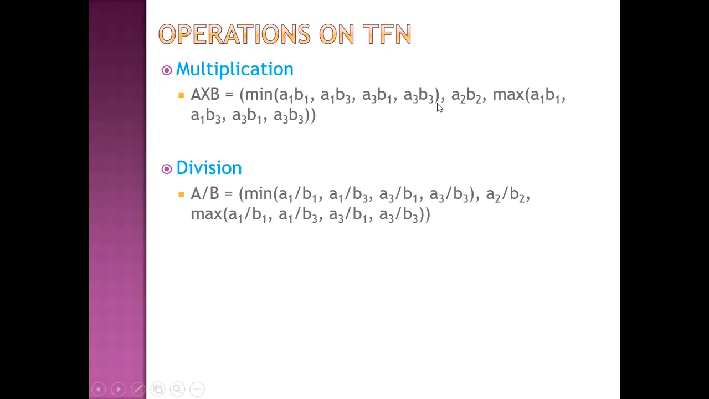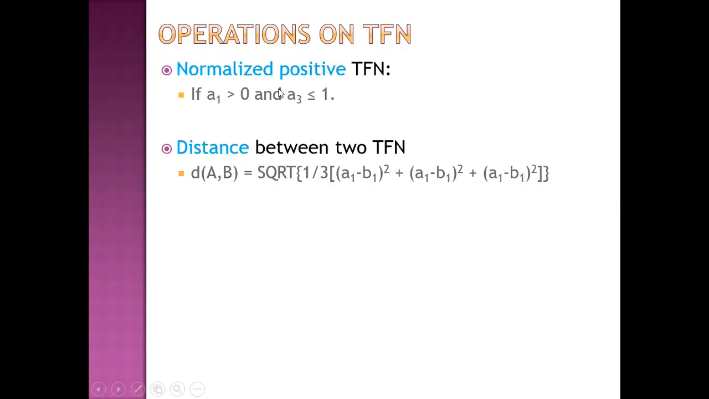Multiplication is defined as this, and division is defined as this. It is noteworthy that the first element of a triangular fuzzy number is the lowest element, and the last element is the highest or the maximum element. Then a normalized positive triangular fuzzy number is when the smallest element is more than 0 and the largest element is less than or equal to 1.